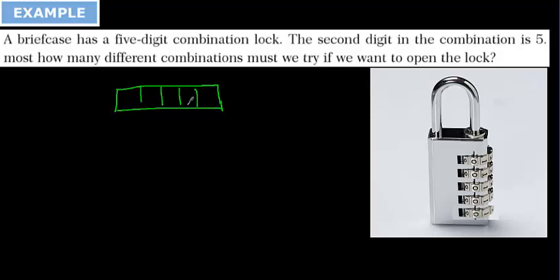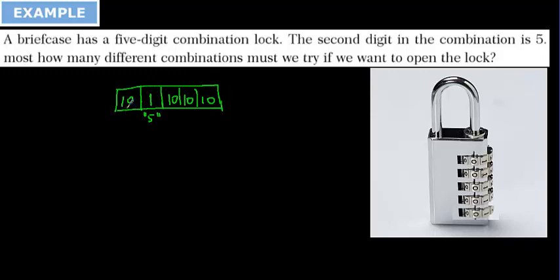Here there are 5 digits now. For this one you can write 10 different digits. For this one you can write 10 different digits, and for the last one also 10 different digits can be written. Here the important part: it says the second digit is 5. That's why this one is only 5. There is one possible digit for the second one. The rest of them should be 10.